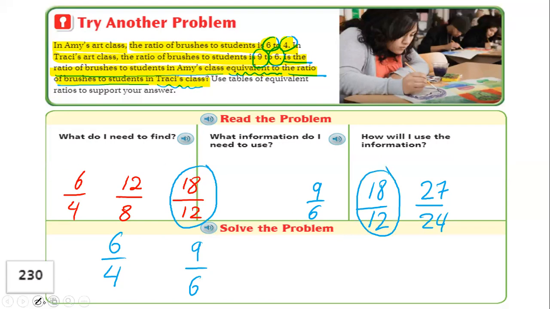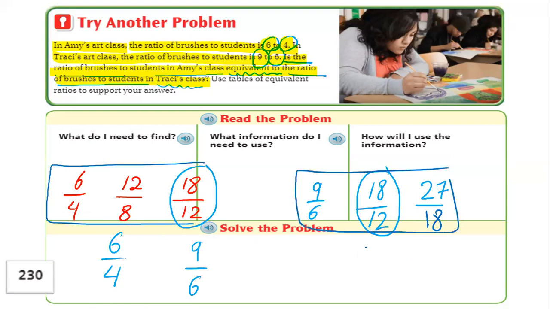Mister, you made a mistake. It should be 27. Yes, you did 18, not 24, it should be 18. That's right. Focus, mister. Don't make mistakes. Excellent. So here, do you see two equivalent ratios in the first table and second table? Yes, very equivalent. You can see 18 over 12 equals 18 over 12.